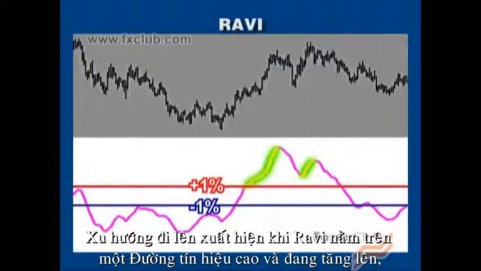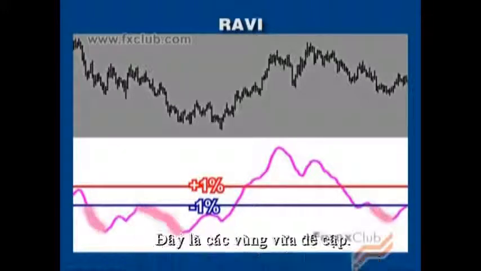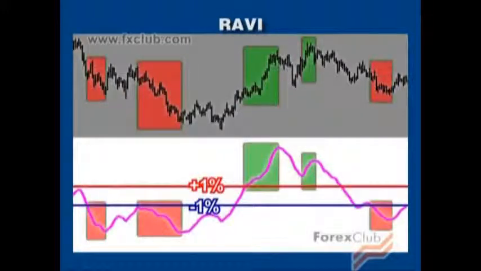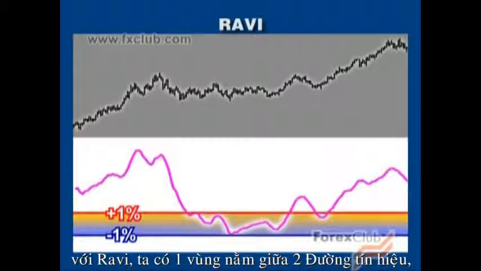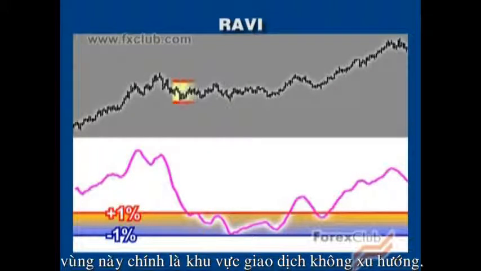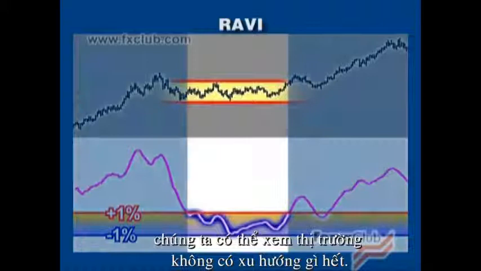We have an uptrend situation when RAVI is above the upper signal line and rising. Conversely, it's a bear market if RAVI is below the lower signal line and falling. Here are these zones. A further difference to the price oscillator is that with RAVI there is a zone between the two signal lines. It's the trading range zone. If RAVI doesn't leave this zone between plus 1% and minus 1%, we view the market as trendless.